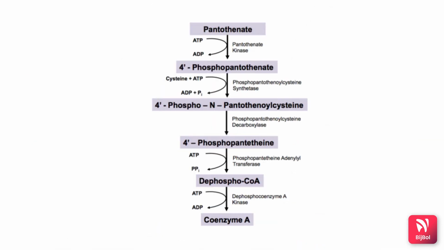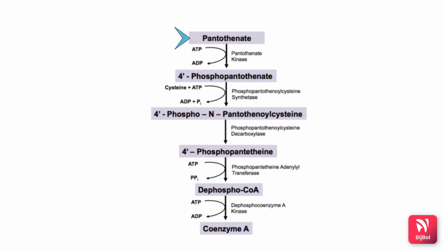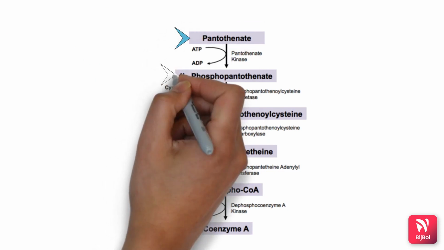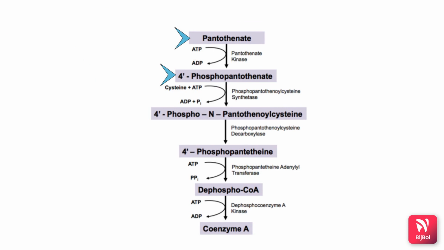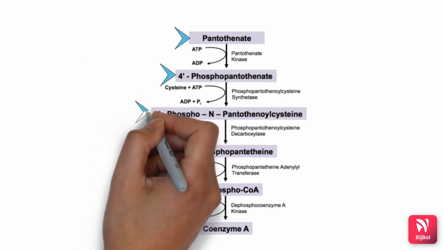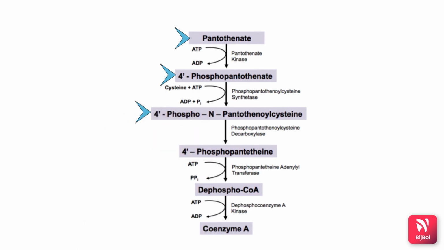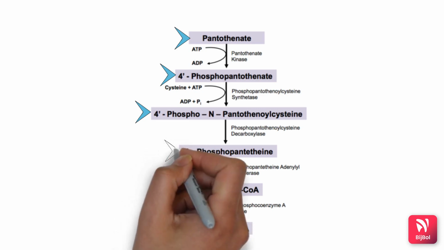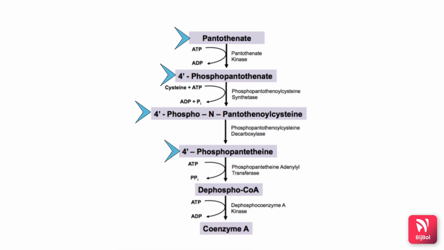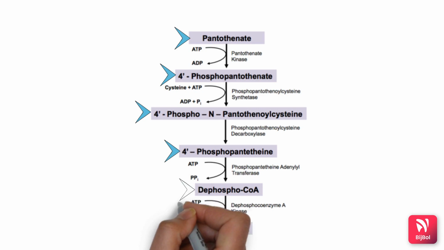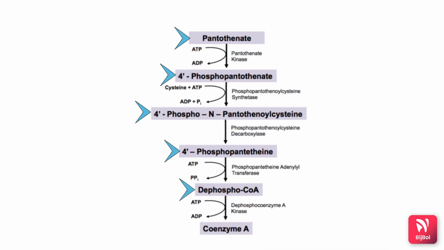Talking about the mechanism of action in detail, pantothenate gets converted to 4-phosphopantothenate. From this, 4-phospho-N-pantothenoyl cysteine is formed, from which 4-phosphopantetheine is formed. From this, dephospho-CoA is formed. Finally, coenzyme A is formed. So this formed coenzyme A is an active metabolite and is involved in various enzymatic reactions.